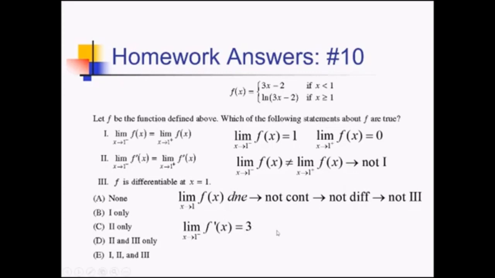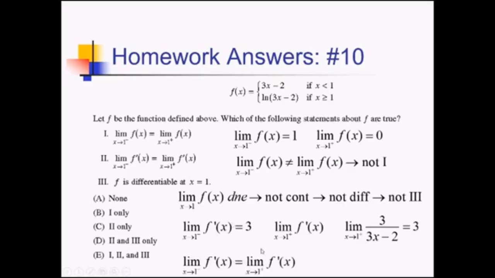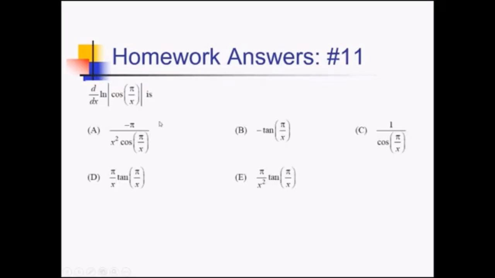All right, now we need the right side limit of f prime. So now we need the derivative of this bottom rule. That's going to be 1 over 3x minus 2 times the derivative of 3x minus 2, so 3 in the numerator here. If I plug 1 into this expression, I've got 3 over 1, which is just 3. That does match the left side f prime limit. Since these match up, that means actually option 2 is correct. So choice C then.